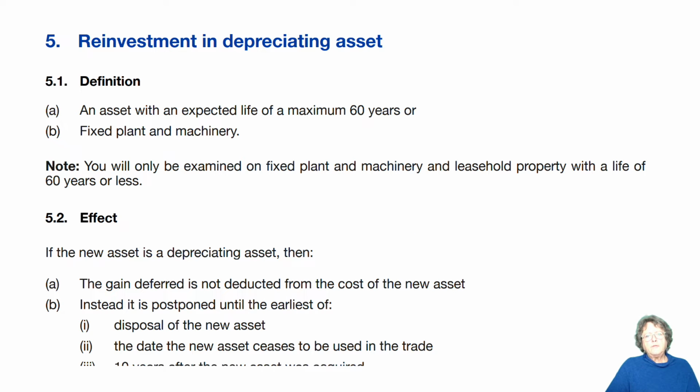Now, connected with rollover relief, it may be that when you roll over the proceeds from one qualifying business asset into another, you actually roll it over into what's known as a depreciating asset. By definition, this is one that has a life of less than 60 years, or it is fixed plant and machinery. Now, there's a note there. You will only be examined on fixed plant and machinery and leasehold property with a life of 60 years or less. So those are the only two assets that you are going to come across.